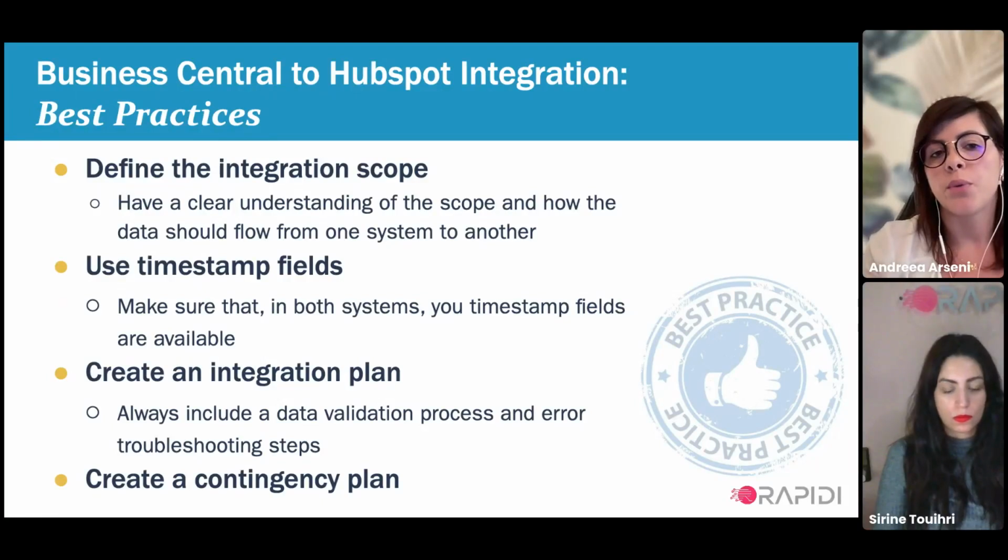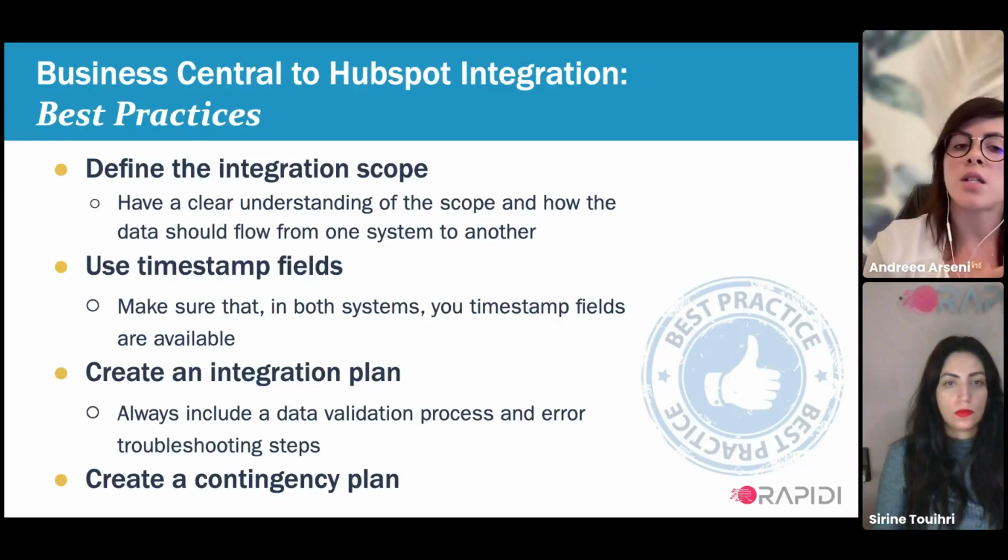And then point number 3 is create an integration plan. Make sure that you do have a data validation process. So when you are going through testing and you are reviewing the data in any of the systems, make sure that you validate that accordingly, and that you can sign off on it and say, okay, this is good, I want to go into production.